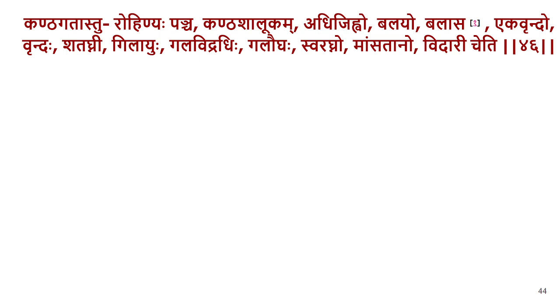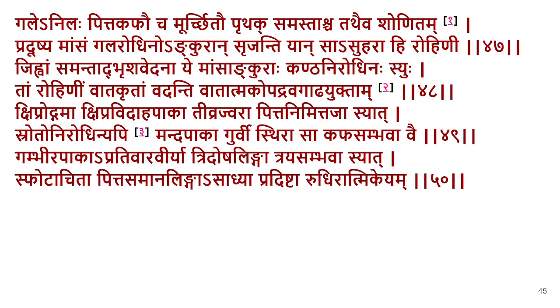There are 5 varieties of the Rohinis. Kantashalukam, Adihvaha, Balayaha, Balasaha, Ekavrundaha, Vrundaha, Shatagni, Gilayu, Galavidrili, Galovha, Swaragno, Mansatanaha, Bidari Cheti. Balaya or Valaya, these are the same. Ba and Va, they do not have a difference in the pronunciation. Then the Rohinis are those where there is a proliferation of the tissue in the tongue.